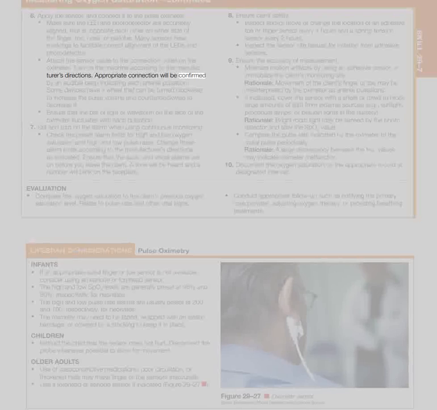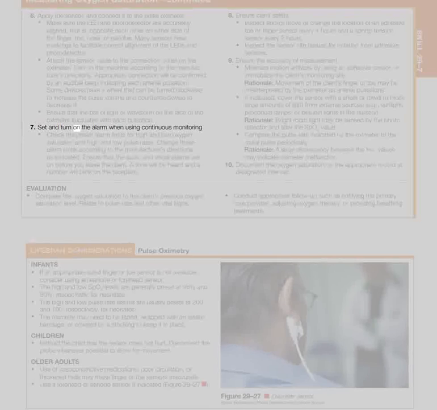Appropriate connection will be confirmed by an audible beep indicating each arterial pulsation. Some devices have a wheel that can be turned clockwise to increase the pulse volume and counterclockwise to decrease it. Ensure that the bar of light or waveform on the face of the oximeter fluctuates with each pulsation.